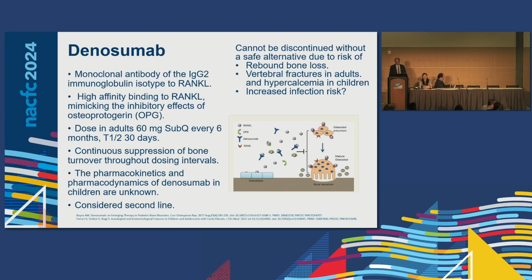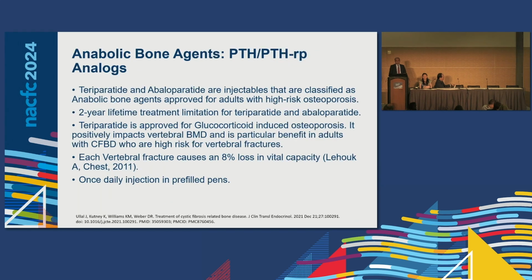the treatment algorithm. Now, how about anabolic bone agents? Anabolic bone agents, let me start off with teriparatide and abaloparatide. Teriparatide is a PTH analog, and abaloparatide is an analog of PTHrP. These are both injectables, and the difference between bisphosphonates and anabolic bone agents is that anabolic bone agents build new bone, whereas bisphosphonates preserve the bone that's already there and strengthen it.